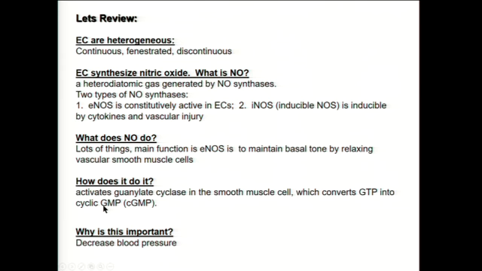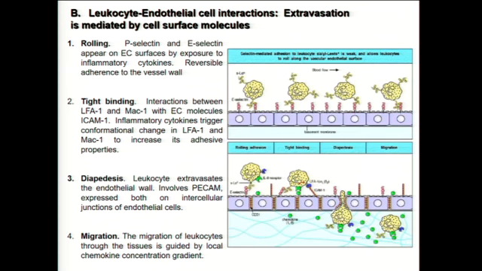How does it do it? It targets guanylate cyclase in the smooth muscle cell. Why should we care? It regulates blood pressure. And if it's one of your grandparents with chest pain, it gets rid of the chest pain. Okay, so that's the first function.